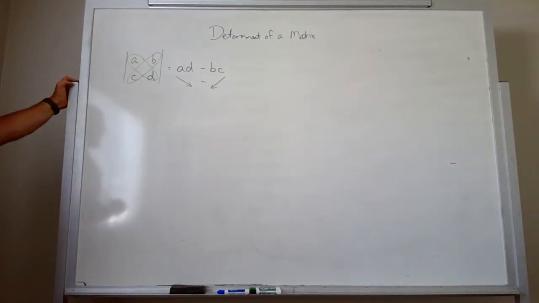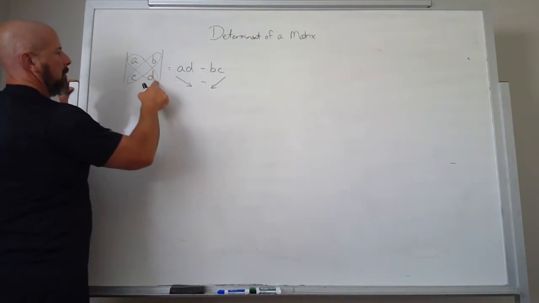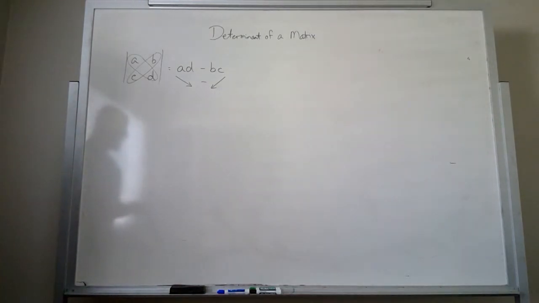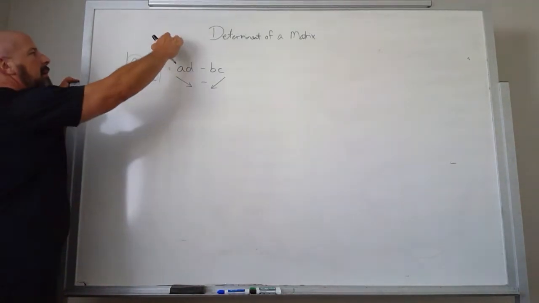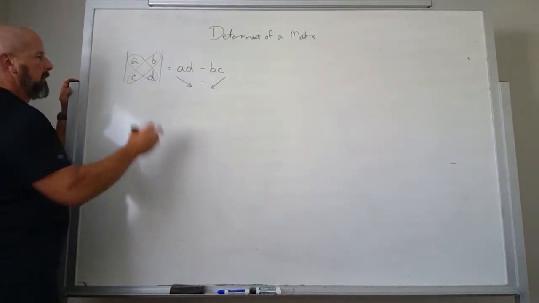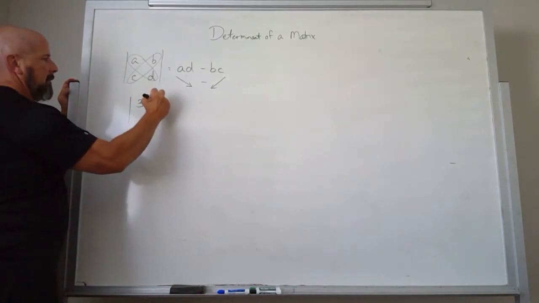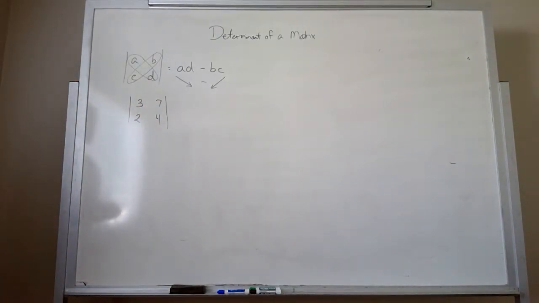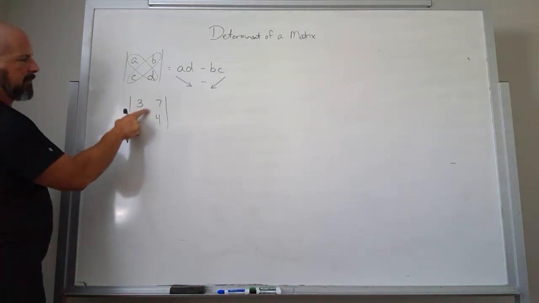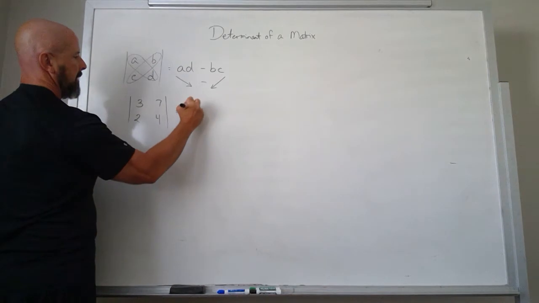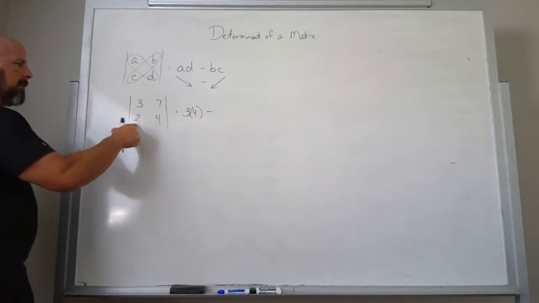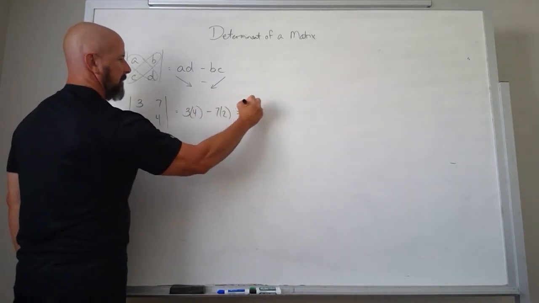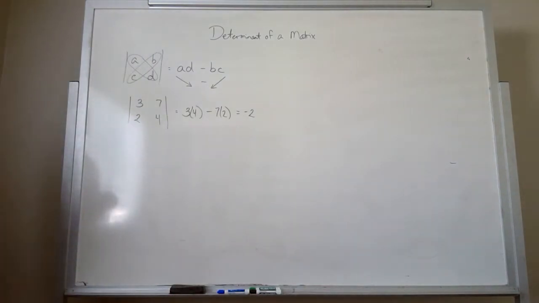So it's always a minus in the middle. We're going to multiply, subtract, multiply, regardless of what the signs are. And so we're going from the top left down, top right down. Let's get some numbers in here. 3, 7, 2, 4. Okay. So I'm going to go 3 times 4, so we're going to go down. 3 times 4, minus, coming back, 7 times 2. So let's see, 12 minus 14 is -2 is my determinant value.